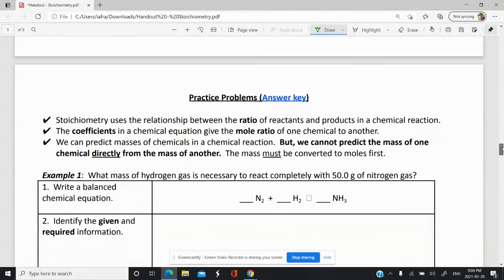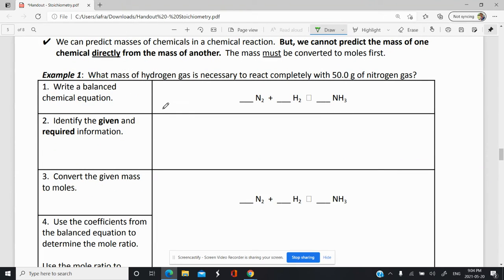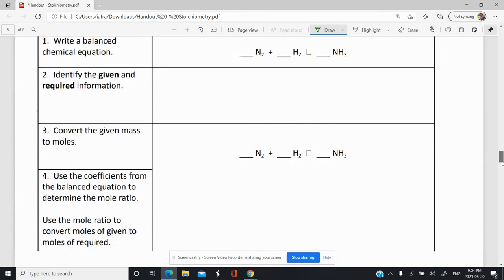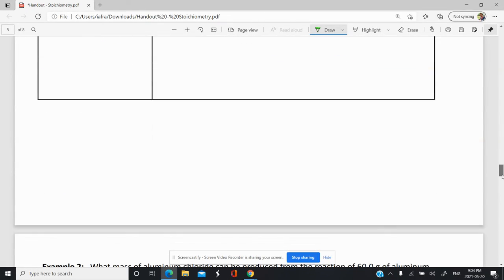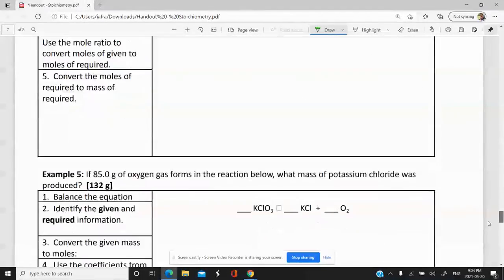there's some extra practice problems in your handout as well. And the answer keys are provided on the link over here that you can click at. So just make sure you read the little tips over here and go through it. So you have these nice steps written out for you, and you can try using the steps to get your final answer and then check your work afterwards. So lots of practice over here for the different reactions.